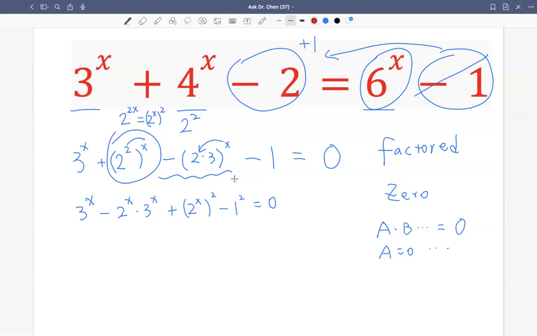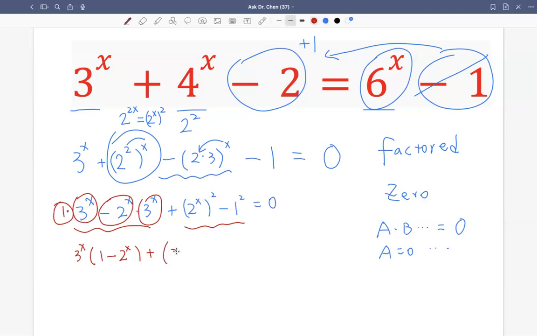Now these two we see is a difference of 2 squares. And these two have a common factor of 3 raised by x. This one we can think as 1 times 3 raised by x. So we factor out 3 raised by x. Then the first term we are left with 1. The second term we are left with minus 2 raised by x. Then these two terms are a difference of 2 squares, so it can be split as 2 raised by x minus 1 times 2 raised by x plus 1 equals 0.